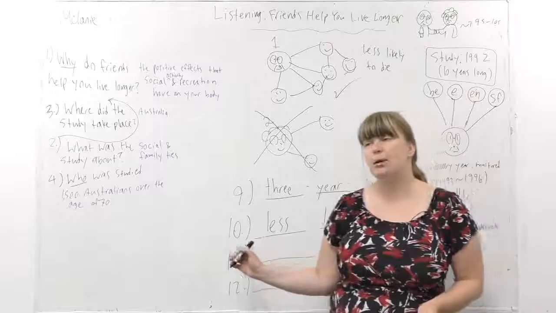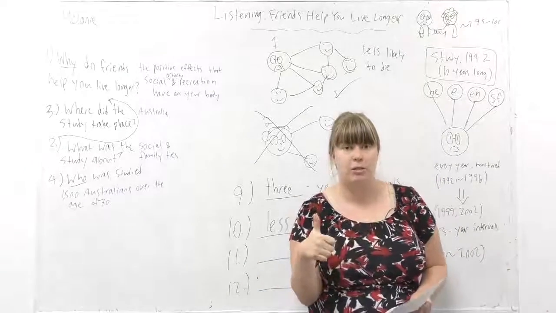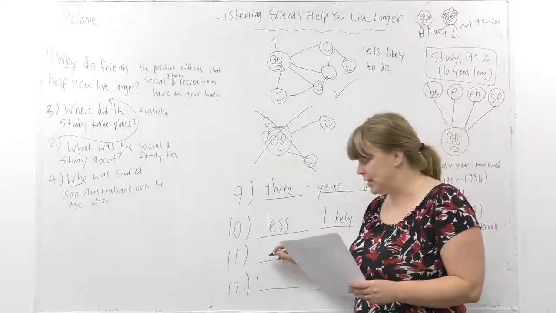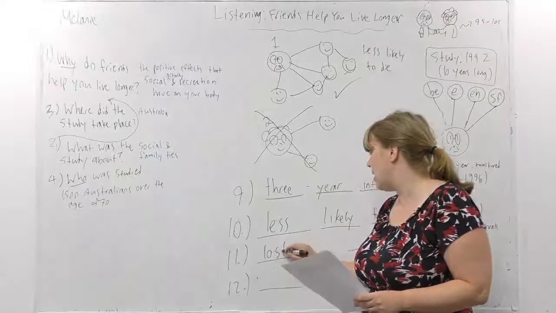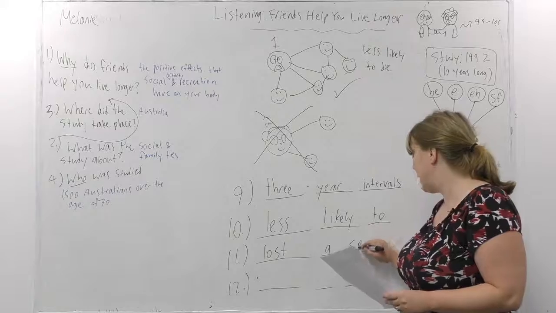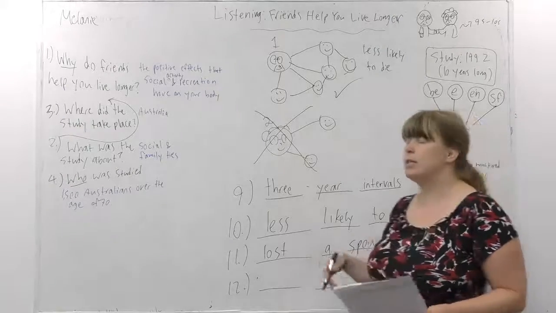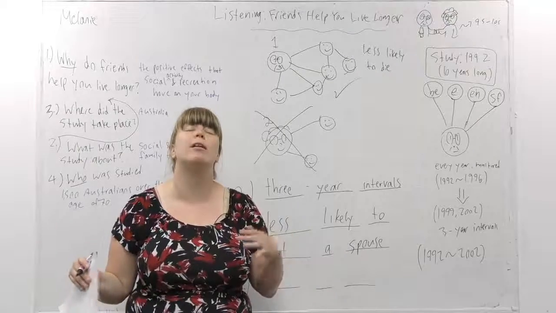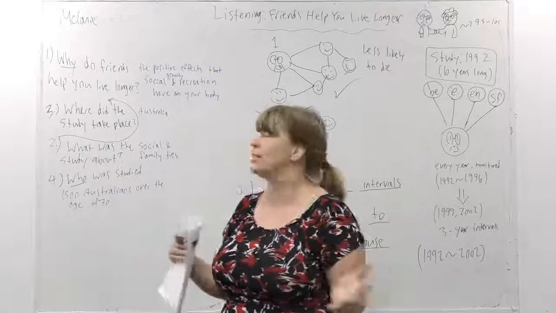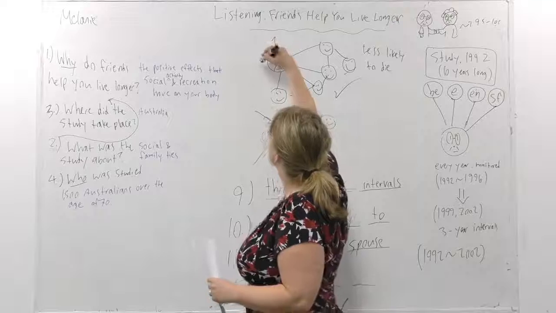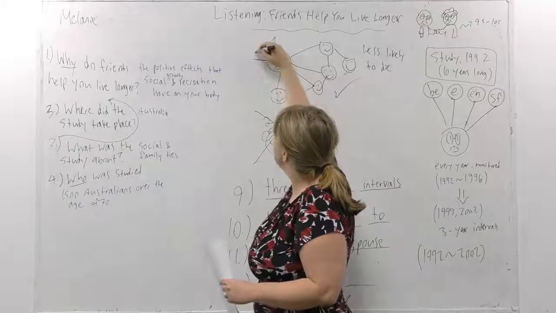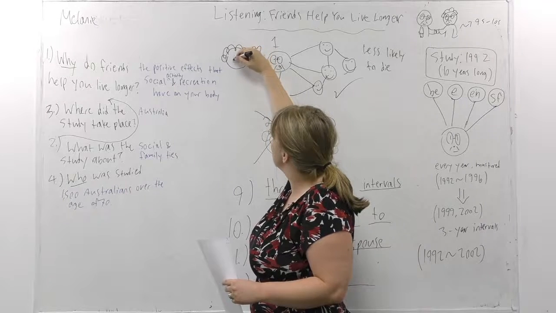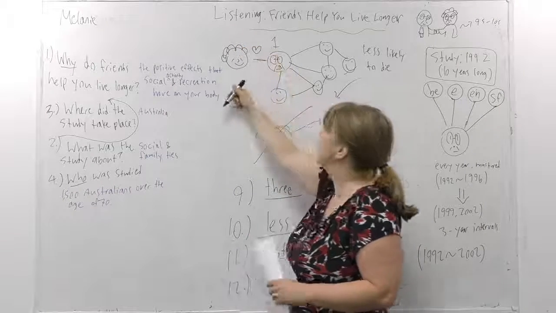And we have an answer for number 11. Everyone else got your answer? Maybe, hopefully. Okay. So, even when the senior citizen lost a spouse. Okay, so what is a spouse? A spouse is someone you are married to or are living with in a romantic partnership. So let's say he had a spouse, and here's his spouse.